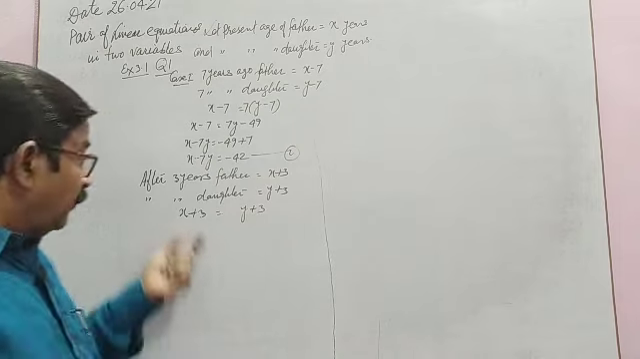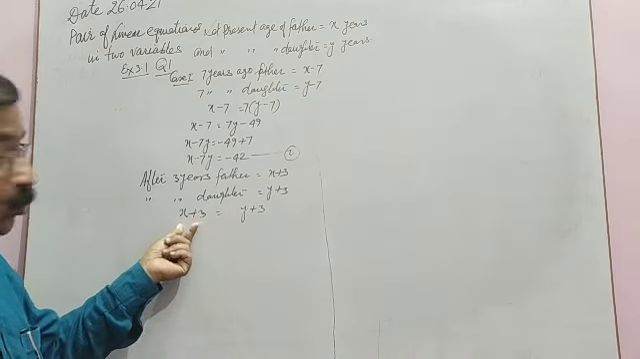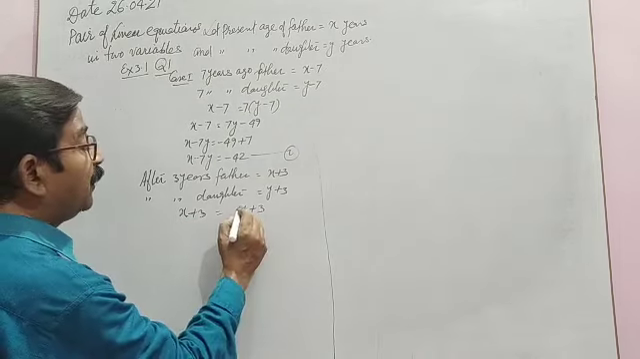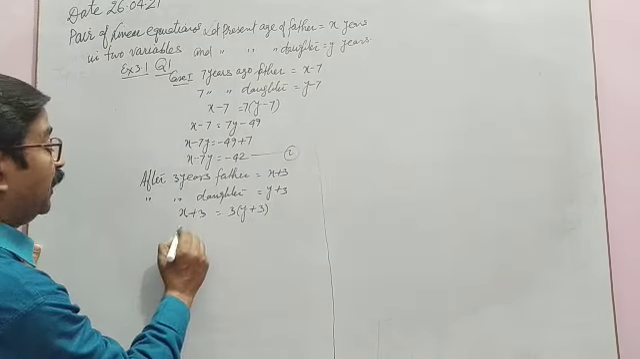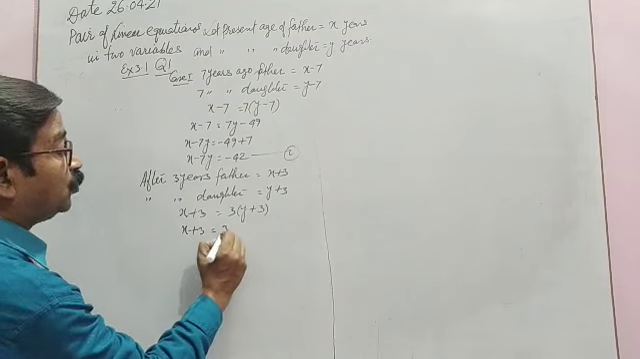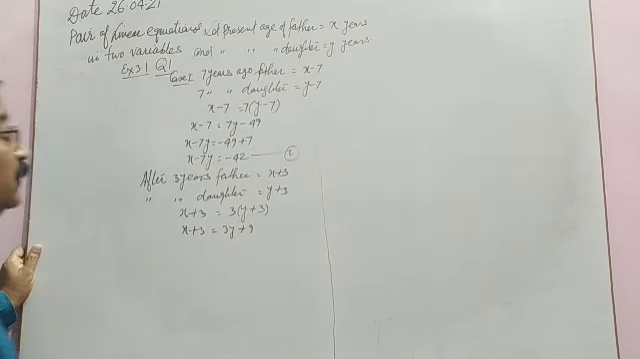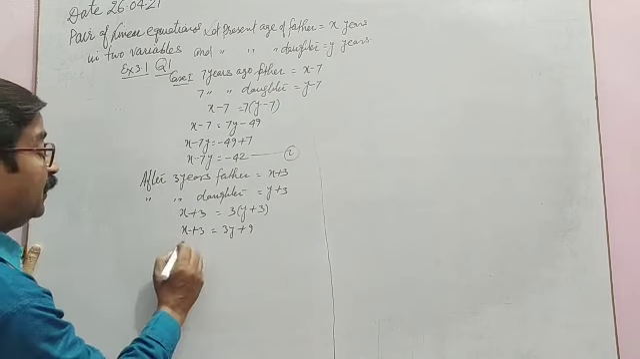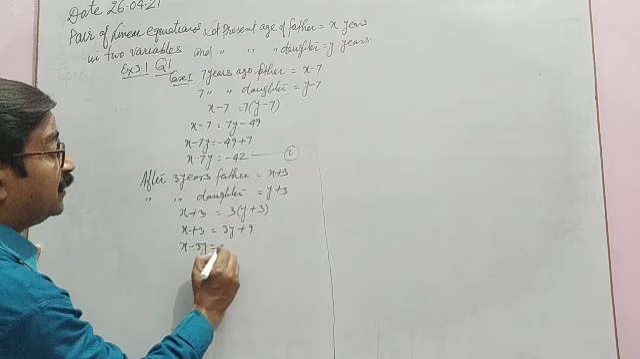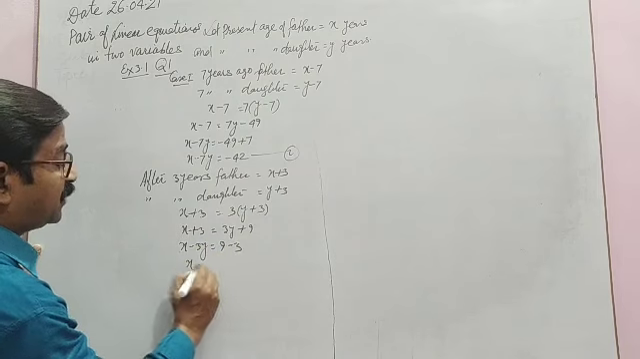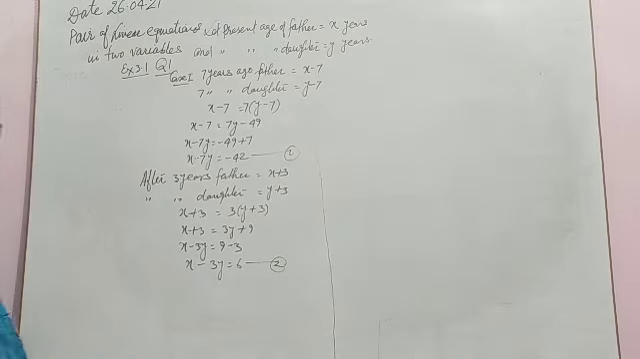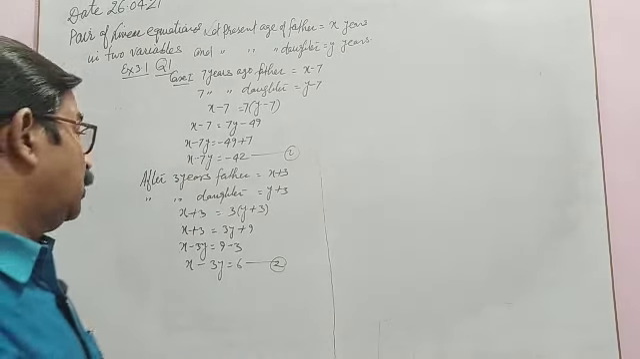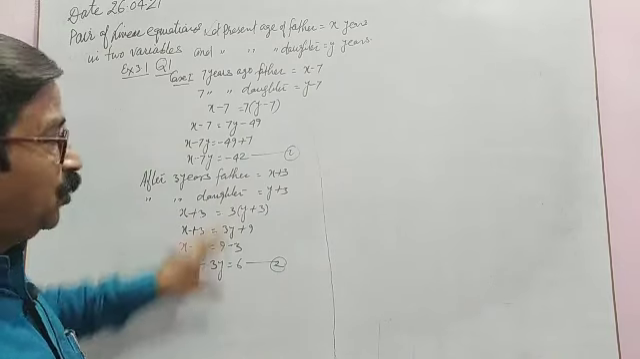So what is given? Father is 3 times. To make them equal, what to do? We multiply the daughter's age by 3. So x plus 3 is equal to 3y plus 9. Bring this y this side. X minus 3y is equal to 9 minus 3. X minus 3y is equal to 6. Equation number 2. Now we have got two equations.